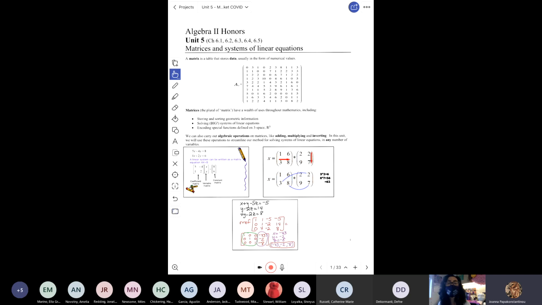Matrices. This is going to allow us to have another way to solve systems. But matrices are huge in the real world. So what is a matrix? A matrix is just a beautiful way of presenting data. So it's just rows and columns of data. It's a data set. It's a table.